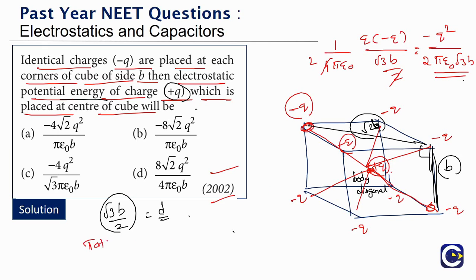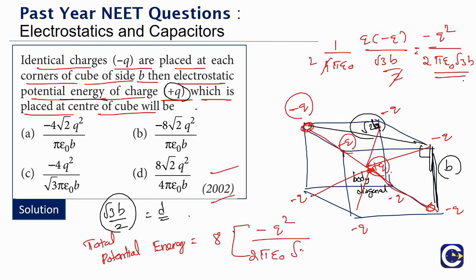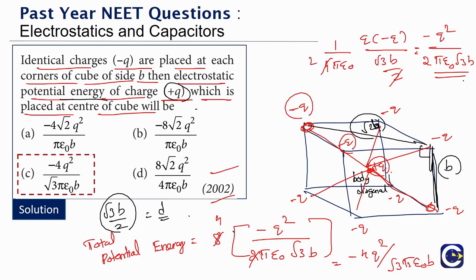So the total potential energy of the charge at the center will be 8 times this value. So 8 times minus Q square by 2 pi epsilon naught into root 3B. We'll see here what will get cancelled. 2 ones are 2, fours are. So what we'll have is minus 4Q square by root 3 pi epsilon naught into B. What is the correct answer? It is option C: minus 4Q square by root 3 pi epsilon naught into B.